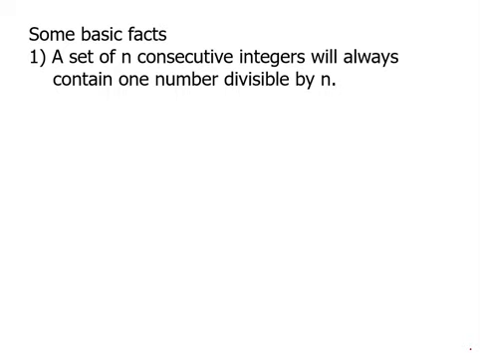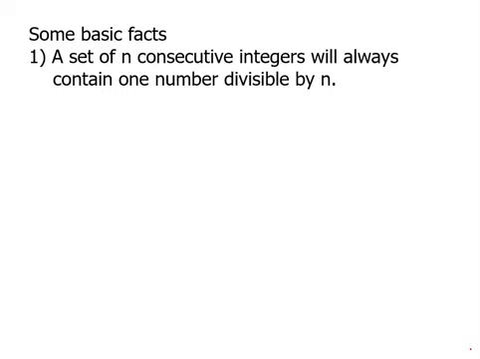Some basic facts. A set of n consecutive integers will always contain one number divisible by n. Now, why is that? Well, if you think about it, say the multiples of 17. Every 17 numbers, you get to another multiple of 17. The multiples of 17 have to be spaced 17 apart. And so if you think of the numbers as kind of wallpaper, every 17 spaces you go ahead, you're going to come to another multiple of 17.